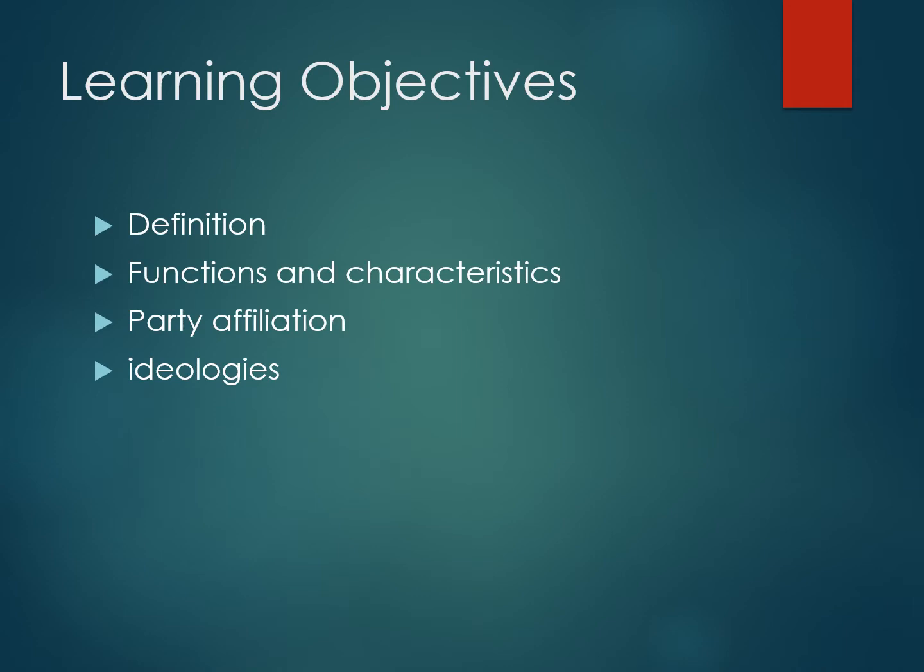So the learning objectives for this part of the lecture are that we're going to be defining political parties, so everybody knows what we're talking about. We're going to be talking about what they're supposed to be doing, and some of the characteristics that are part of the definition, like what kind of characteristics parties have that fall into the functions of what they should be doing.